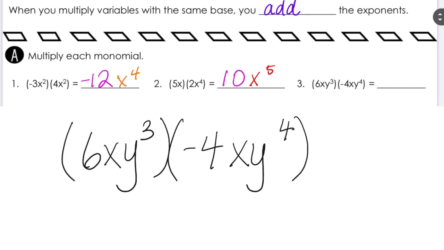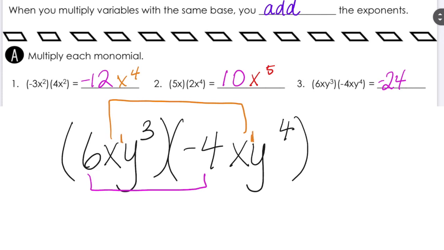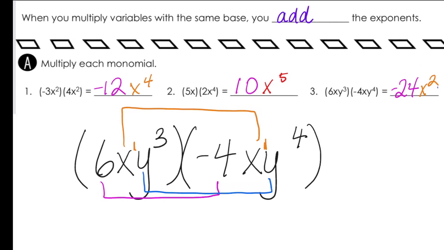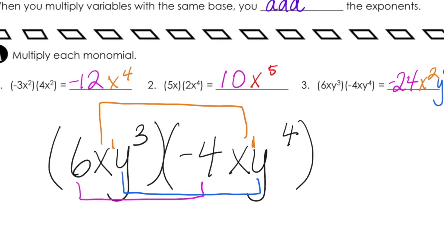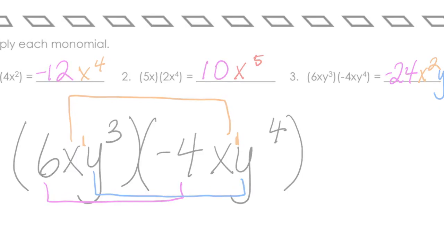So remember, numbers go with numbers. 6 times negative 4 is negative 24. X's go with x's. So remember what I said, if you don't have an exponent next to that variable, there's an imaginary 1. So we have two imaginary 1s, so x times x is x to the second power. And now we have to deal with our y's. Y to the third times y to the fourth power would be y to the seventh power.